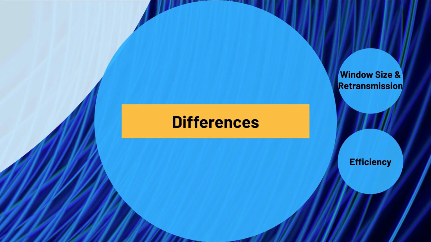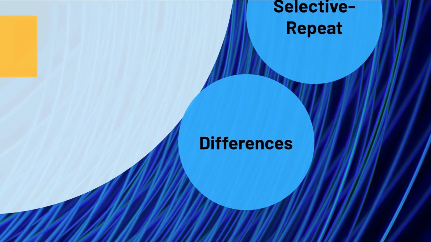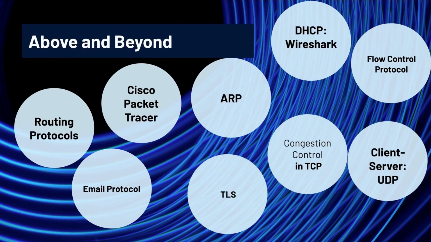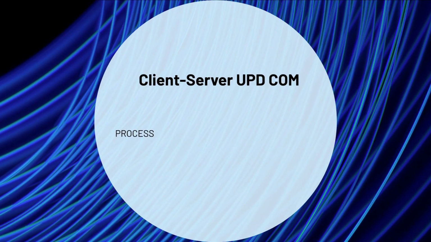Moving on, we have client-server UDP communication. The process and the codes will be explained hereafter. Now we have Cisco Packet Tracer. The activity included adding an additional PC and enabling communication with all the other 4 PCs.